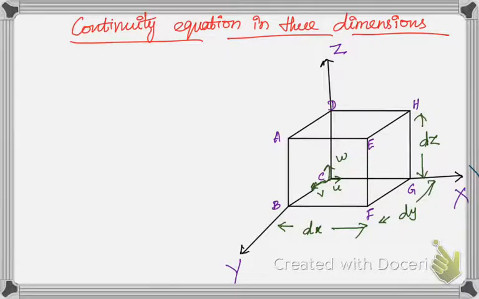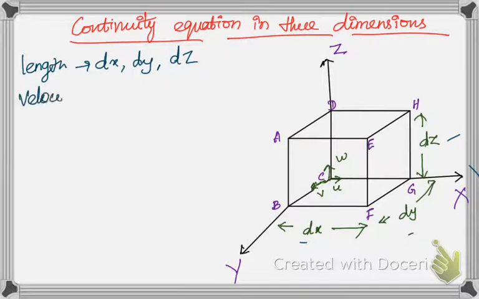Today we are going to see the continuity equation in 3 dimensions. So we are going to consider a fluid element having lengths dx, dy and dz. You can see here dx, dy and dz is the fluid element length, and it is in the direction of x, y and z. Let us consider that the inlet velocity components in x, y and z direction be u, v and w.